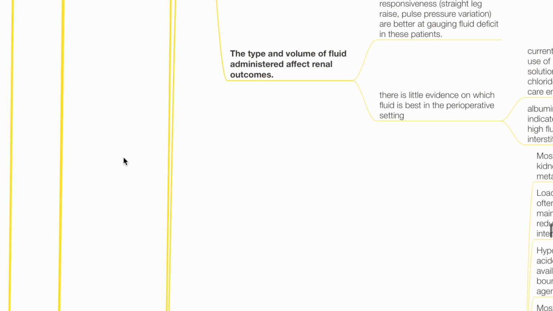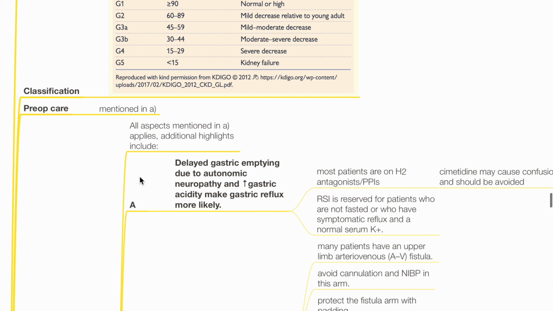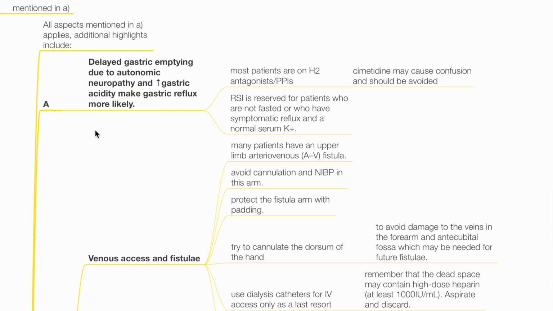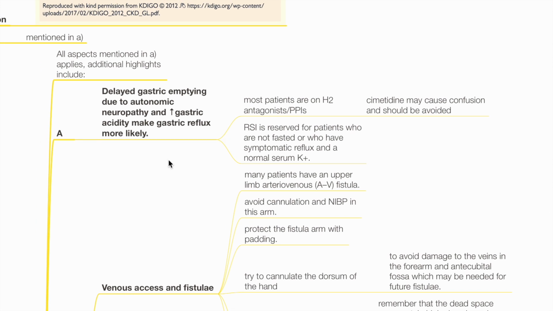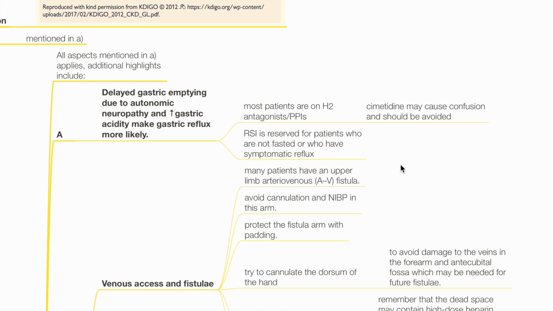Perioperative care. All aspects mentioned in A apply, including additional highlights in the following. Airway: delayed gastric emptying due to autonomic neuropathy and increased gastric acidity makes gastric reflux more likely. Most patients are on H2 blockers and PPIs. RSI is reserved for patients who are not adequately fasted or who have symptomatic reflux.